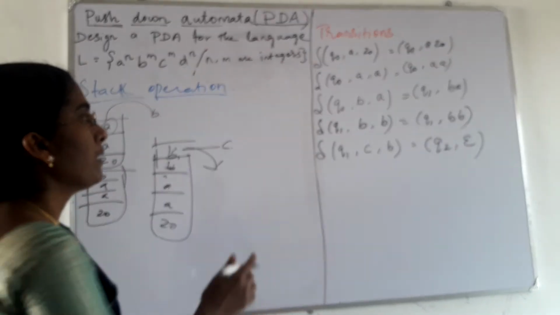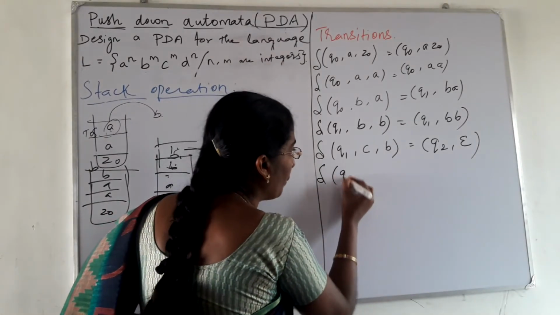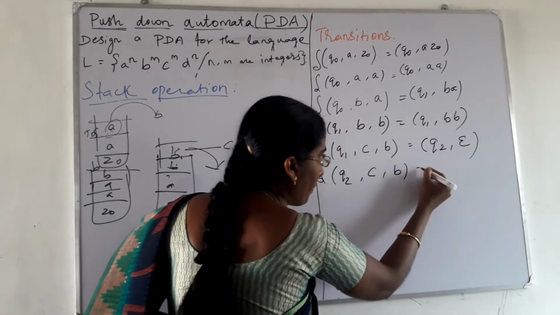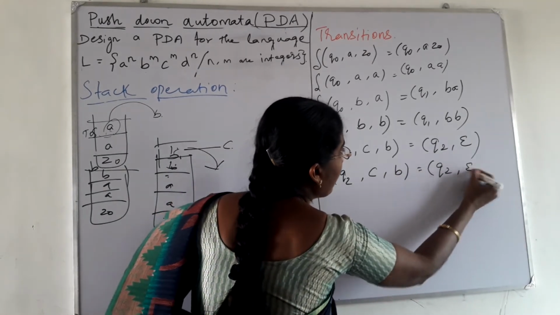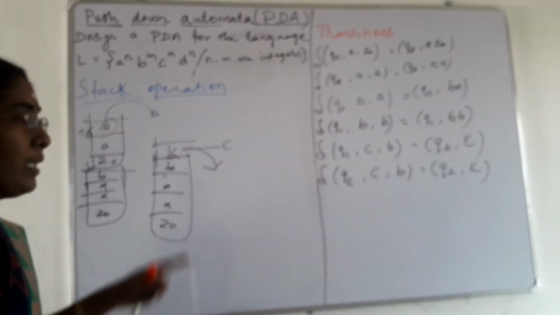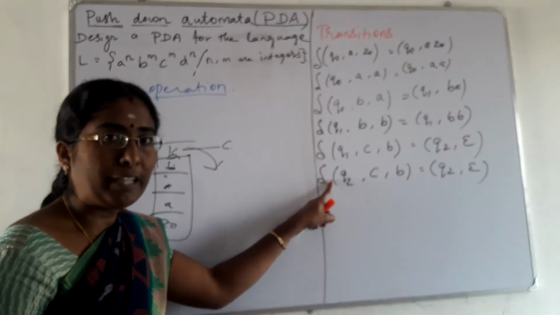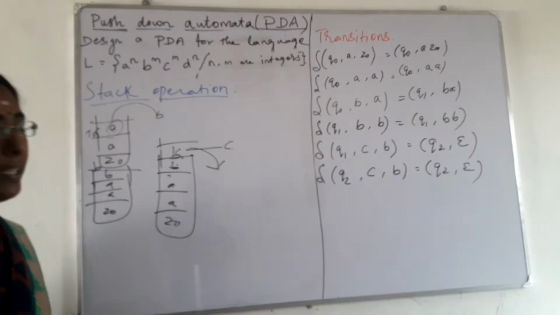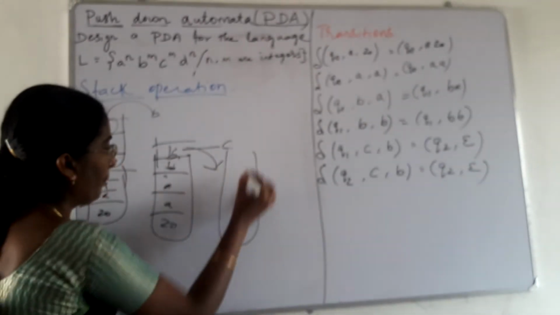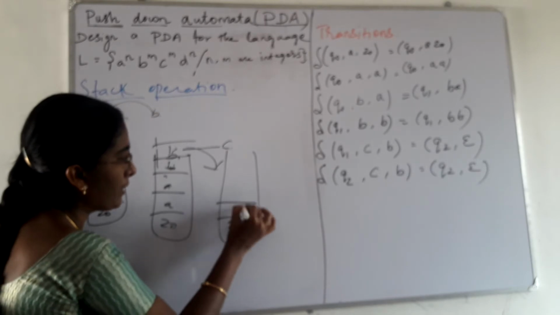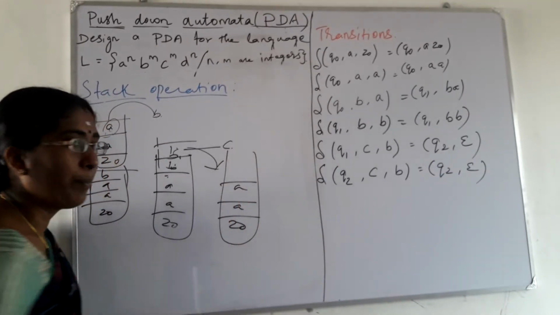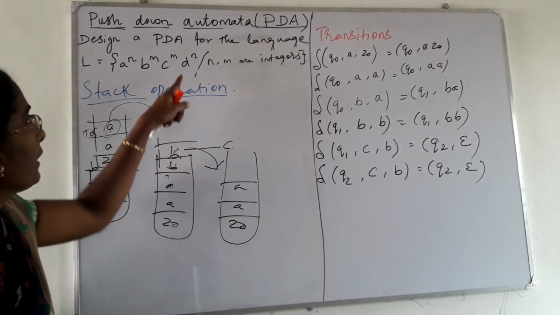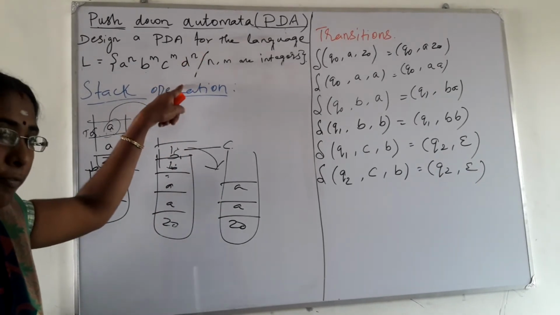Next, again from the state Q2, you are reading the symbol C with top of the stack as B. Again we are doing the same pop operation. This may be repeated for m number of times. M number of B should be compared with the m number of C's. At last the stack will be like this. Only it is having n number of A's. For popping out this n number of A's, again it is going to read the n number of D's.